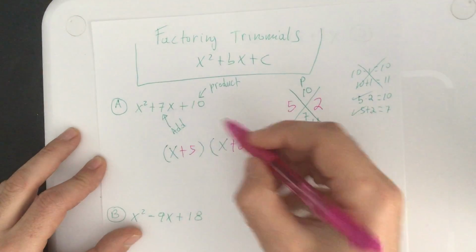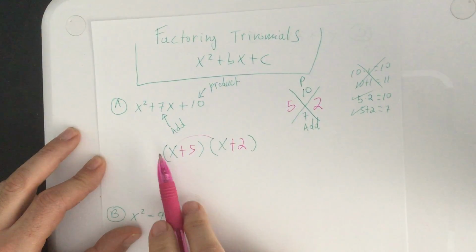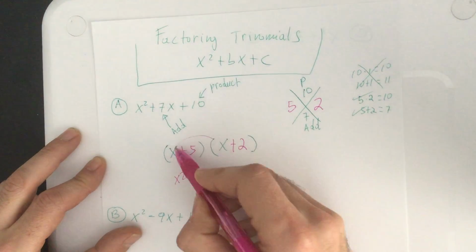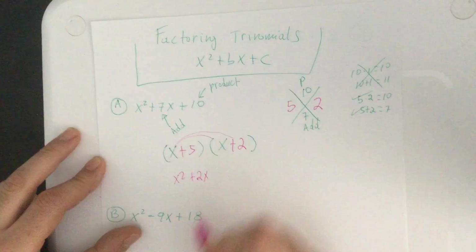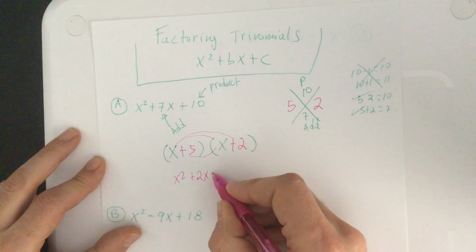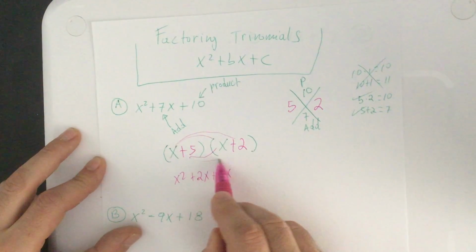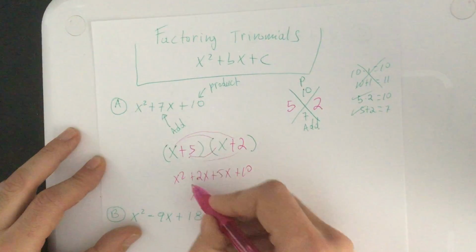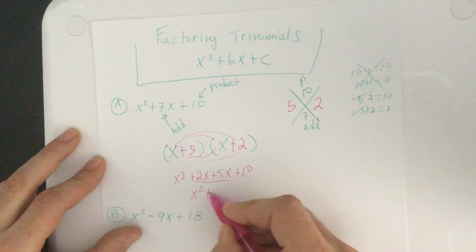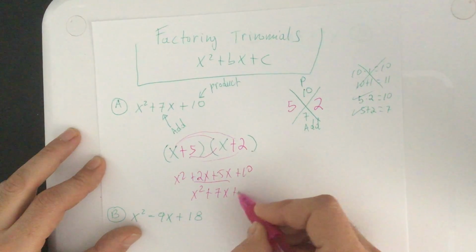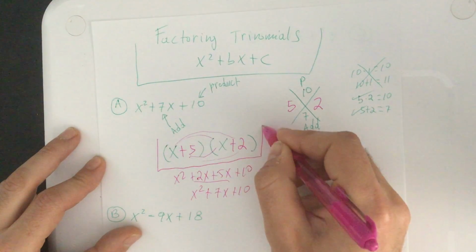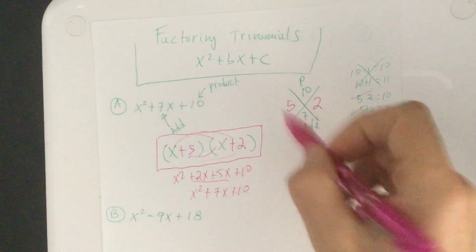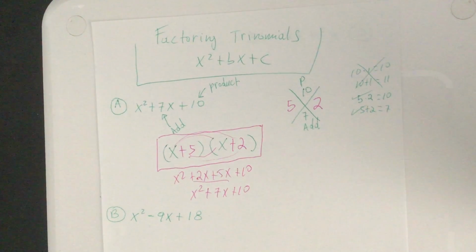And if you do the FOIL method, like in the previous chapter, this times this, that's x squared. This times that, that's 2x. This times that, that's 5x. This times that, that's 10. You're going to get the original trinomial. Those two middle terms combined give you 7x plus 10. So yes, this is my factorization. You can always check it by using the FOIL method or the distributive property twice.